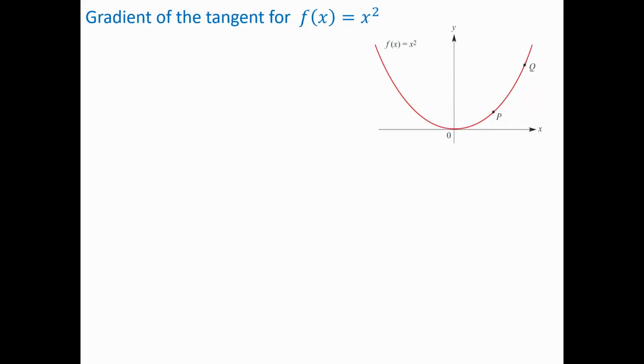Gradient of the tangent for x squared. So we're looking at this x squared. We'd say that the gradient is y2 minus y1 over x2 minus x1. Okay? Now, this is what I want you to understand, and I'm going to draw it over here so you can see.